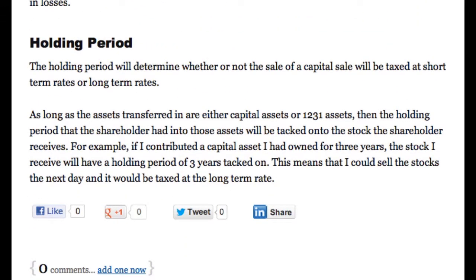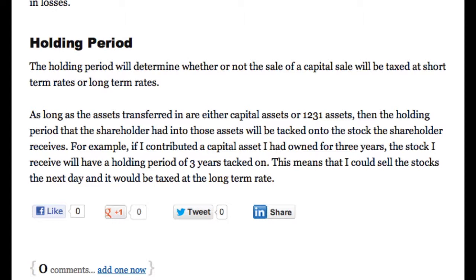The holding period is going to determine whether or not the sale of a capital asset will be taxed at short-term rates or long-term rates. Now, as long as the assets transferred in are either capital assets or 1231 assets, then the holding period that the shareholder had in those assets will be tacked onto the stock the shareholder receives. So, for example, if I contributed a capital asset that I had owned for 3 years, the stock I receive once I contribute that asset to the corporation will have a holding period of 3 years tacked on, as if I had owned the stock for 3 years.